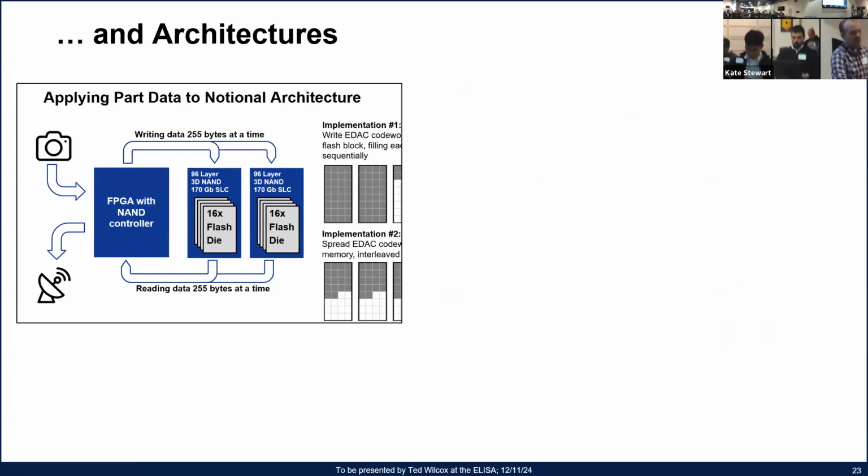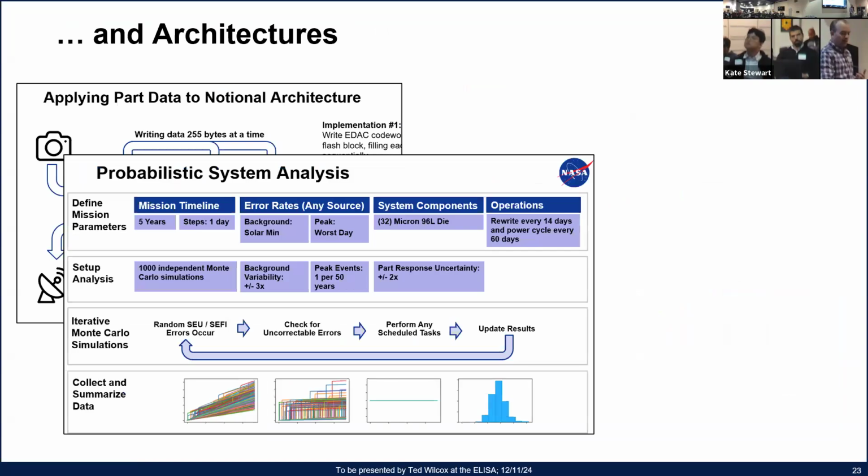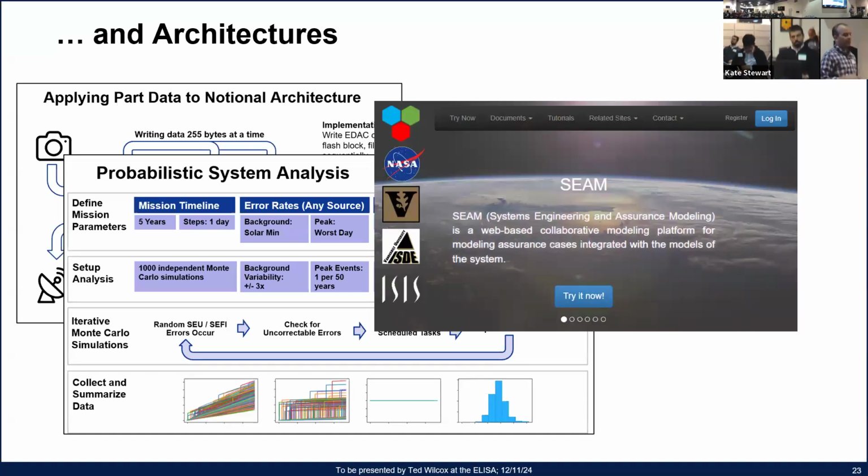And we can also drive our architecture. We can have test data that's informative to the architecture here. This is some complex analysis. I won't go into too much, but I'd be happy to share the underlying papers with anybody that wants to email me. We did a probabilistic system analysis showing how different EDAC architectures and the distribution of some of the EDAC code words, for example, across multiple die and multiple systems can lead to a more resilient architecture. This is taking the piece part data and building a more resilient system.